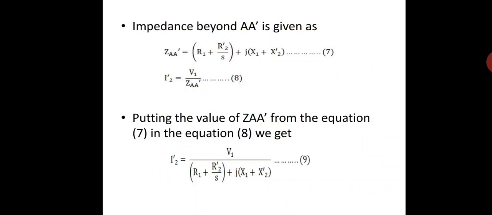So we can combine the resistance and reactance, and finally we can calculate the impedance Z equal to (R1 + R2'/S) + j(X1 + X2'). So if we know the total impedance of the approximate equivalent circuit, we can calculate the current I2' equal to V1 divided by ZA'. So now substitute ZA' in the I2' expression.